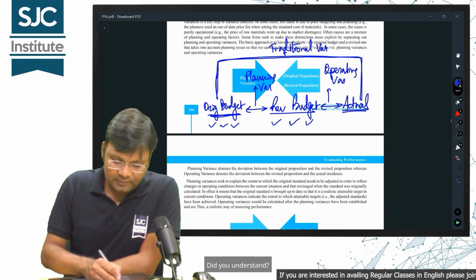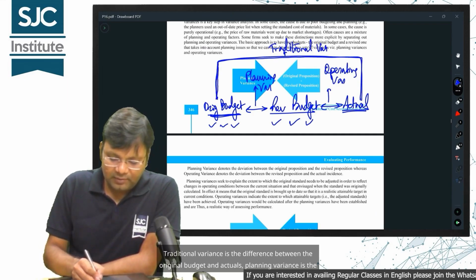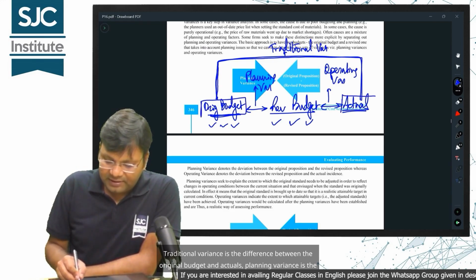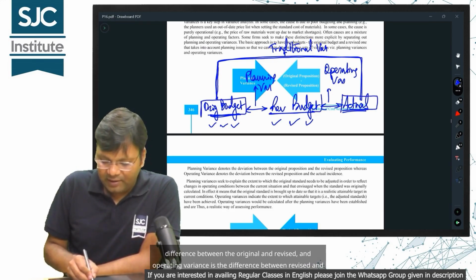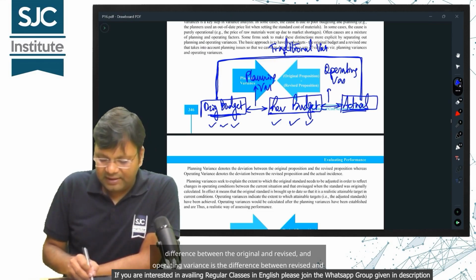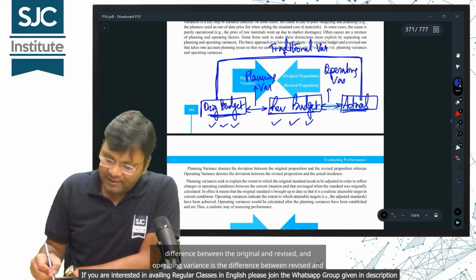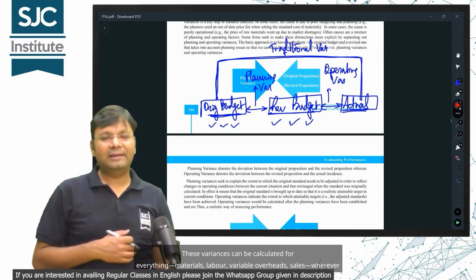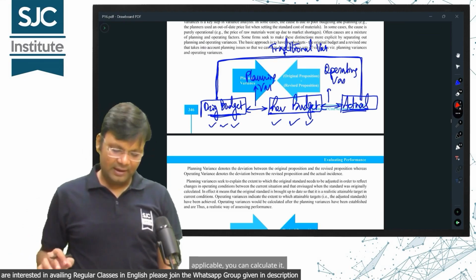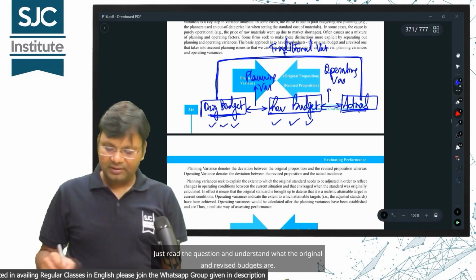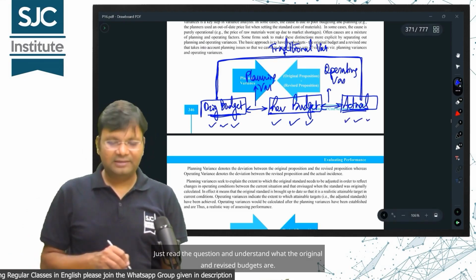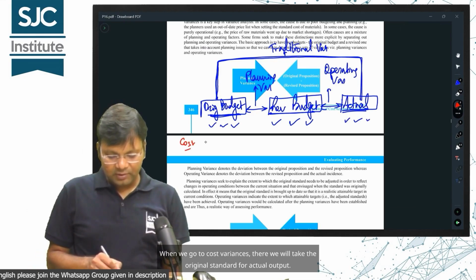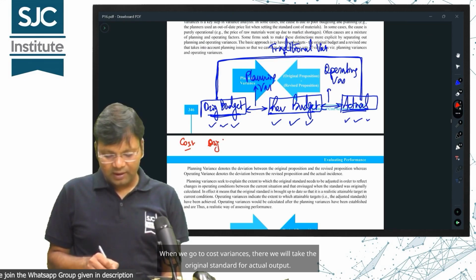Did you understand? Traditional variance is the difference between the original budget and actuals. Planning variance is the difference between the original and revised, and operating variance is the difference between revised and actuals. These variances can be calculated for everything: materials, labor, variable overheads, sales. Wherever applicable, you can calculate it. Just read the question and understand what the original and revised budgets are. When we go to cost variances, there we will take the original standard for actual output.